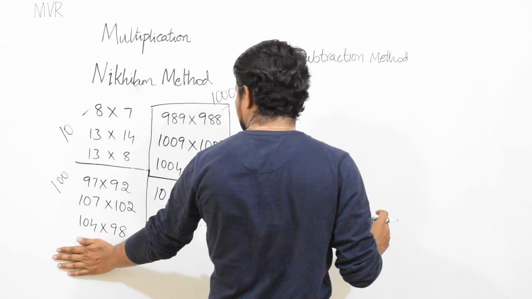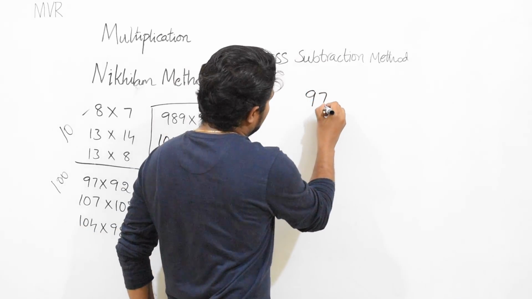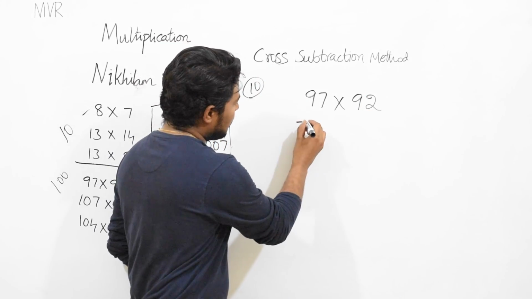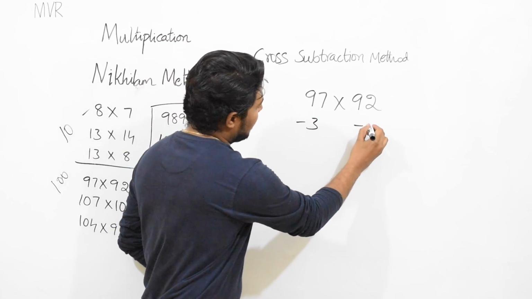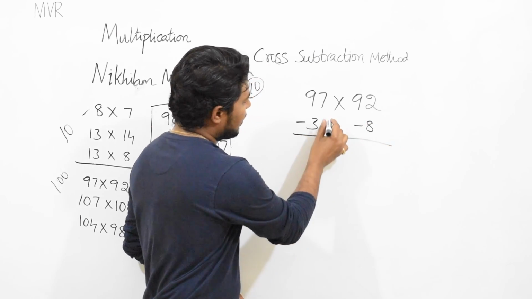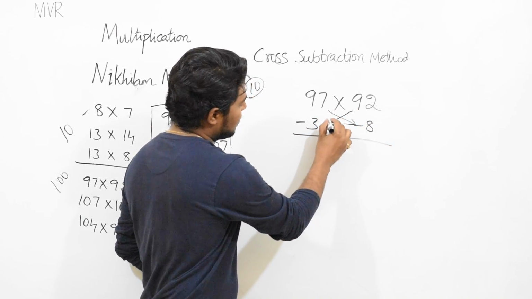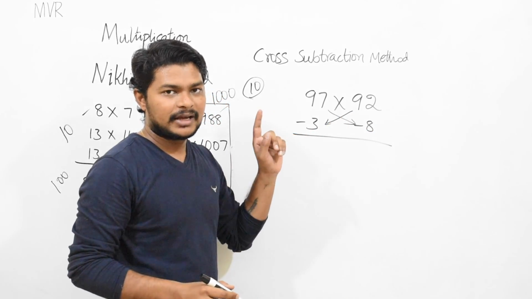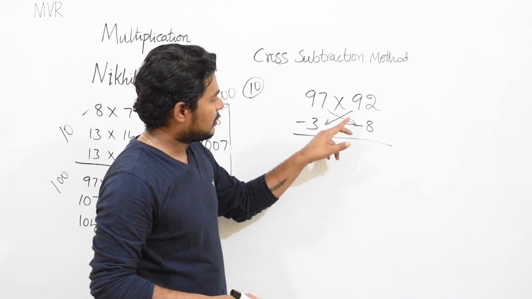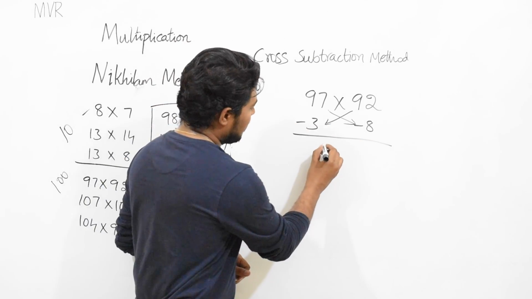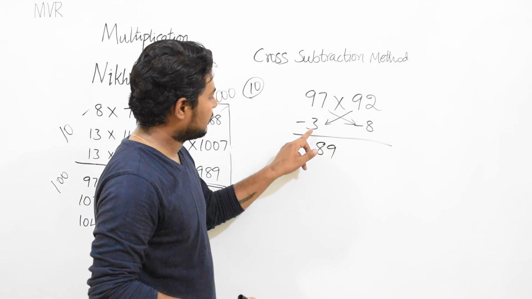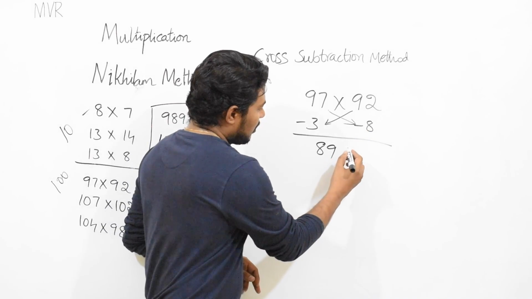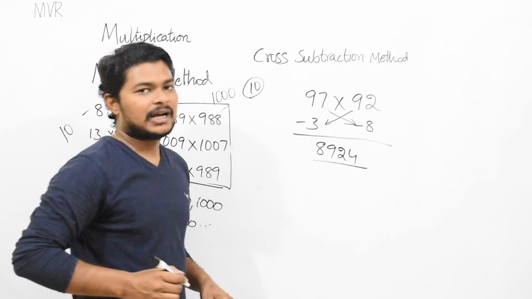Now we go for this one. 97 into 92. So this will be minus 3, minus 8. You can do this minus this or this minus this. 92 minus 3, how much? It will be 89. Or 97 minus 8, how much? It will be 89. Here 3 into 8 equals 24. This will be the answer.